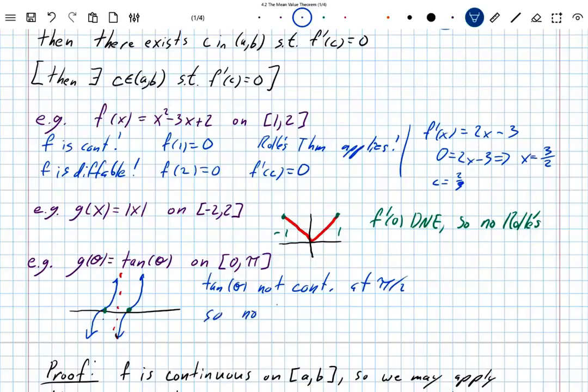And you can check. Rolle's theorem is not satisfied, right? There is not a point where the derivative is 0 on the interior, so in between 0 and pi. It was actually positive the whole time.